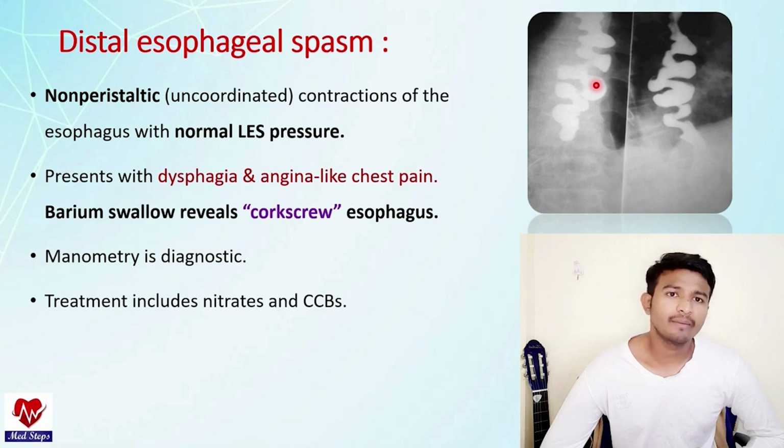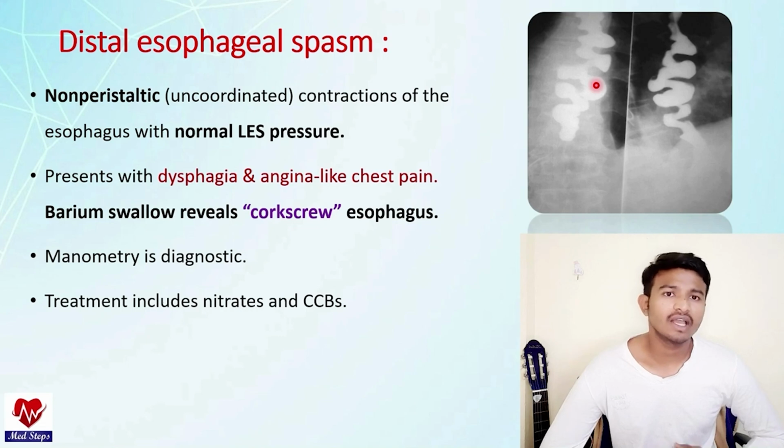Because of more calcium, the action potential is increasing, and the muscle tone will increase. That's why the esophagus contracts. That's why we can block calcium channels with calcium channel blockers. So this is distal esophageal spasm.